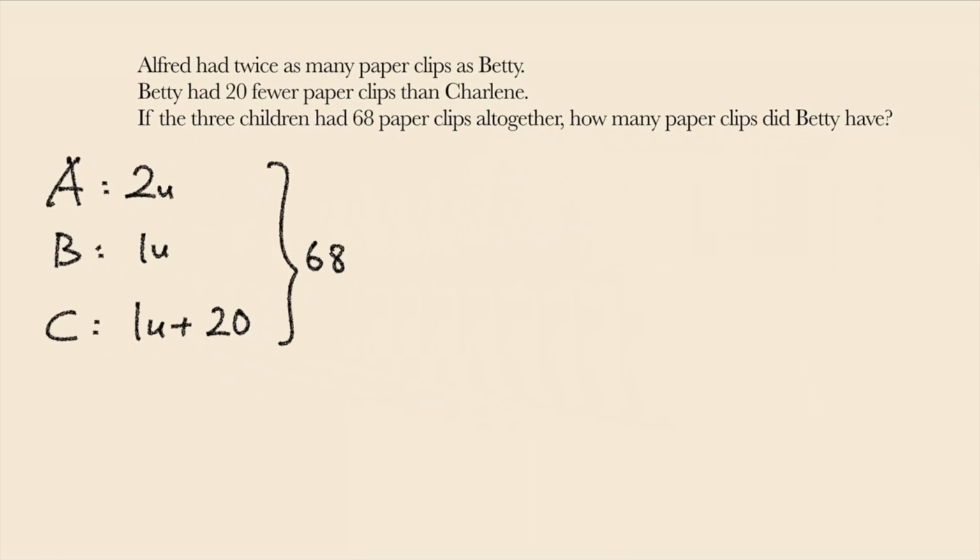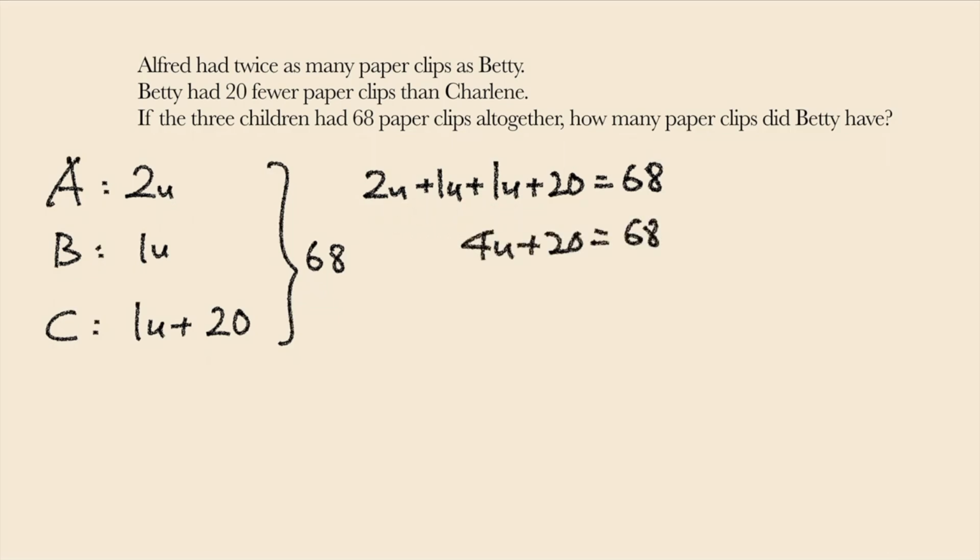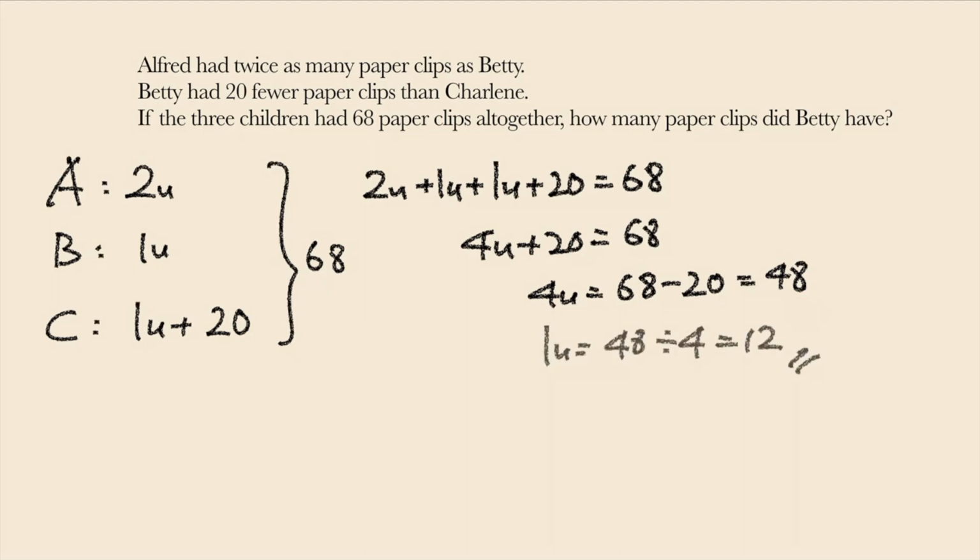So here we can form an equation. So 2U, 1U, 1U, 20 add up to 68. We can add the units together to give us 4 units plus 20. Now kick that 20 to the right hand side, it becomes a negative 20. So 4 units is 48. Divided by 4, that gives us 1 unit is 12. Now we know that is the answer because the question is asking for Betty, and Betty turns out to be 1 unit.